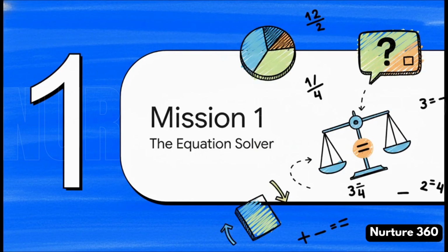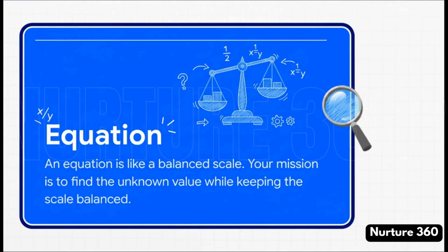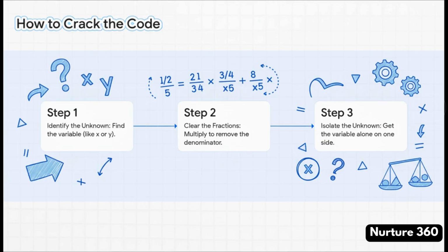First up is Mission 1, cracking the code. This is all about getting down the fundamentals, the real nuts and bolts of how these equations work. So what even is an equation? Honestly, the best way to picture it is like a perfectly balanced scale. Seriously, whatever you do to one side of that scale, you absolutely have to do the exact same thing to the other side to keep it from tipping over. Our mission is to figure out what that mystery value is, we usually call it x, without messing up that perfect balance. So how do we actually do it?